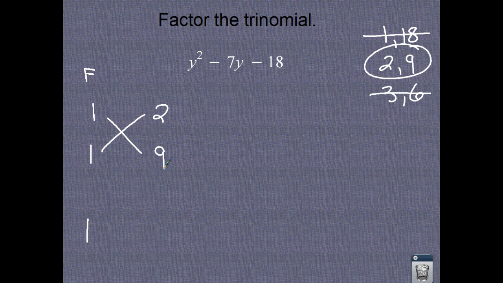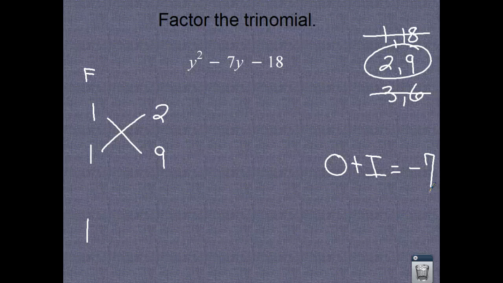Now let's think about these signs here. Well, if I need my O plus the I to equal a negative 7, and I have a 9 and a 2, which number needs to take hold of that negative sign when you're adding? Well, that would be the larger number. So negative 9 plus 2 would get our negative 7, and at the same time, positive 2 multiplied by negative 9 gets me that negative 18. So this is all working out very well for us.